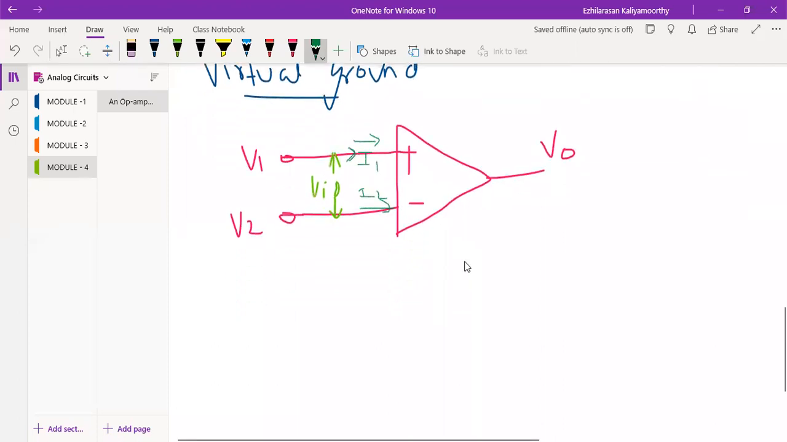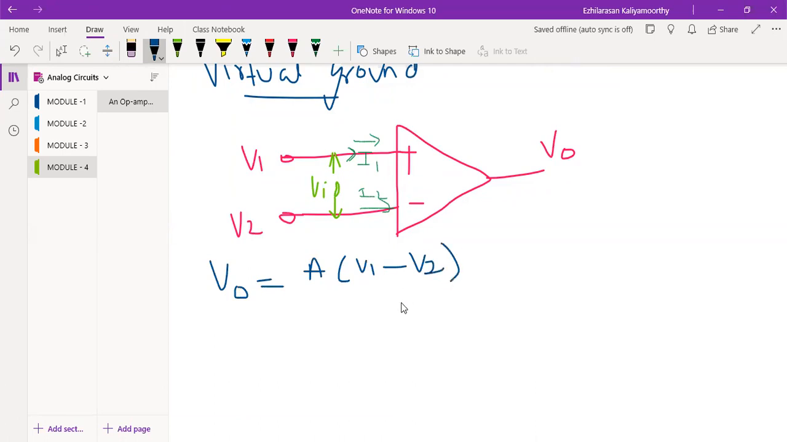Now we need to say what will be the virtual concept. For example, the node at this voltage V1 and V2. Let us consider the expression V0 is equal to A into (V1 minus V2). So from the ideal characteristics, for the operational amplifier, the output will be A into (V1 minus V2). Simple. Okay, fine.